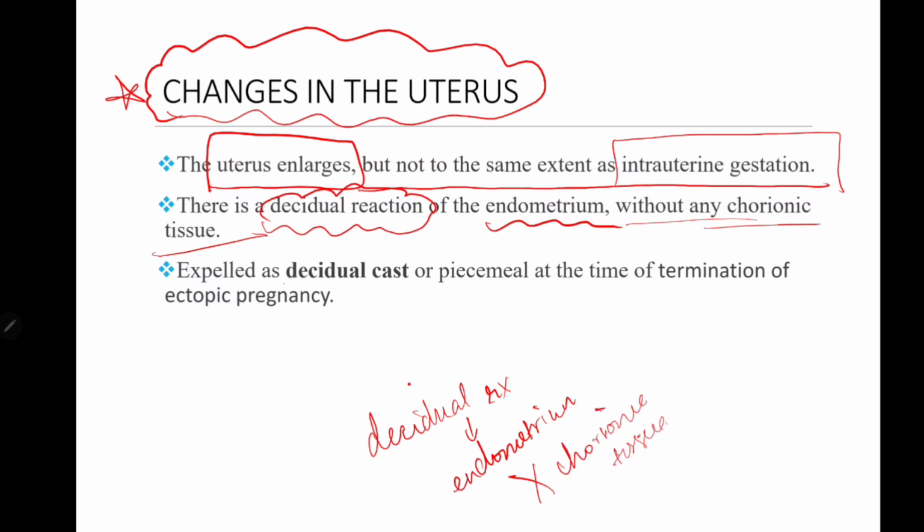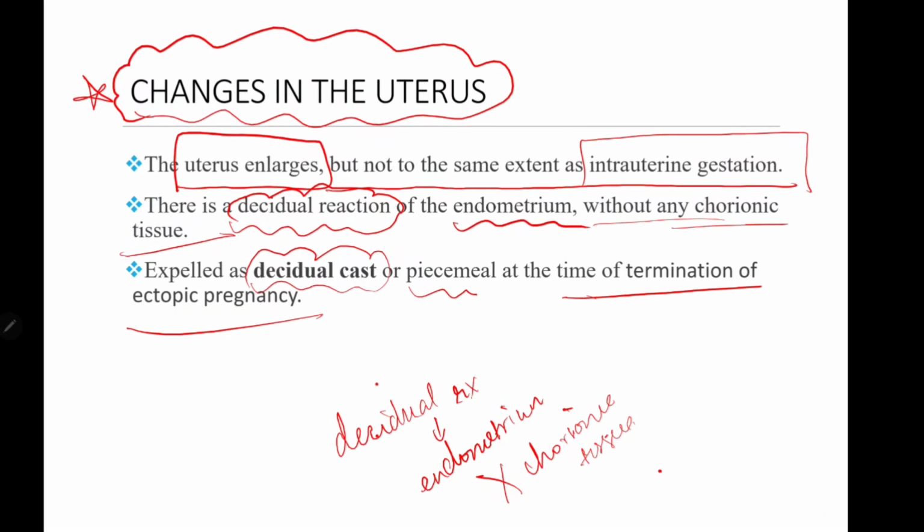Next, it is expelled as a decidual cast or piecemeal at the time of termination of ectopic pregnancy. So this is going to be expelled as a decidual cast at the time of the termination of the ectopic pregnancy. During the termination, all these decidual reaction products will be expelled as a decidual cast.